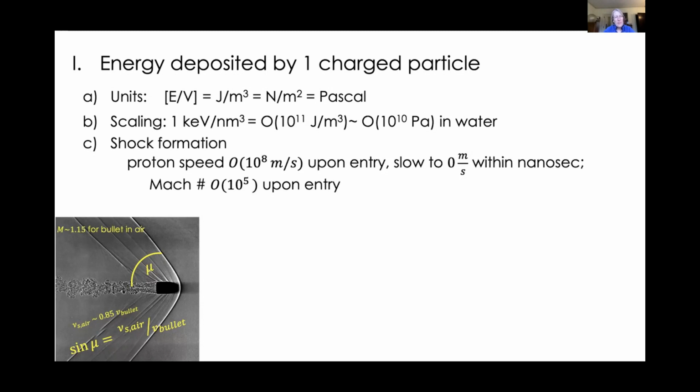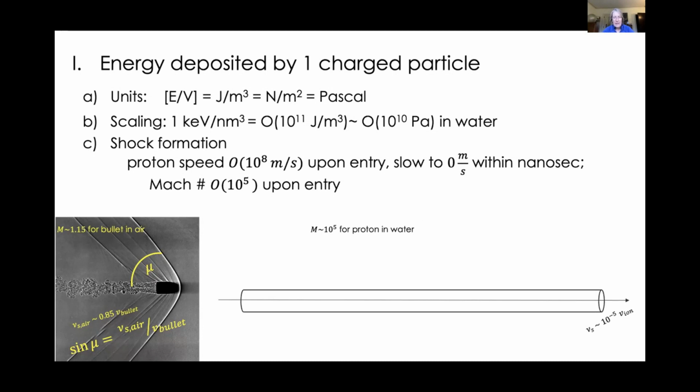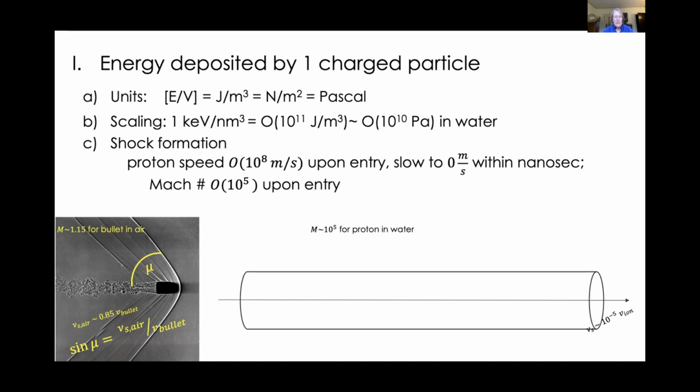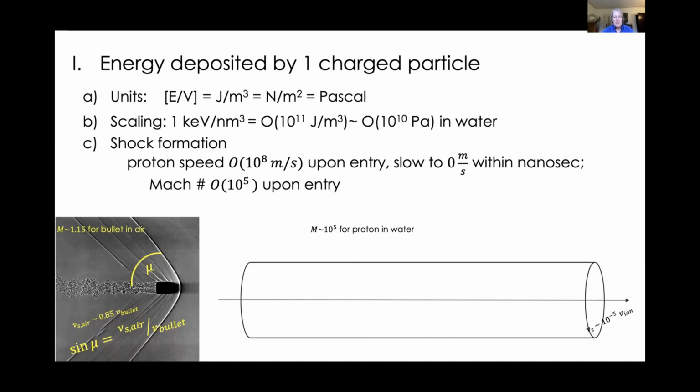But when we talk about a proton entering at about 10 to the 8 meters per second in fluid or in soft tissue with a propagation speed of about 10 to the 3 meters per second, well, then you have a Mach entry of about 10 to the 5 upon entry. So your cone angle is nil, and so you basically have cylindrical propagating wave fronts for these shocks.